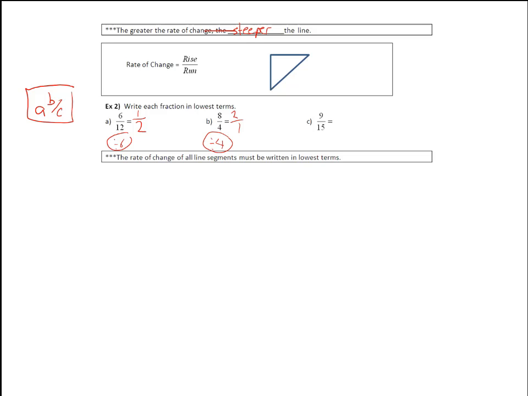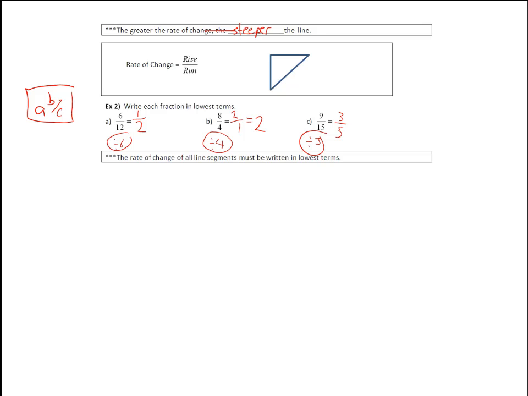Wonderful. Next example, we have 9 over 15. Oh, sorry. Before I move on to the next example, we have to set this as a whole number, which is just 2, because 2 divided by 1 is just 2. Any fraction that's over 1 is just the numerator. So now we have 9 over 15. Well, our greatest common factor is 3, because 3 can go into both 9 and 15. Divide both by 3. You should get 3 over 5.